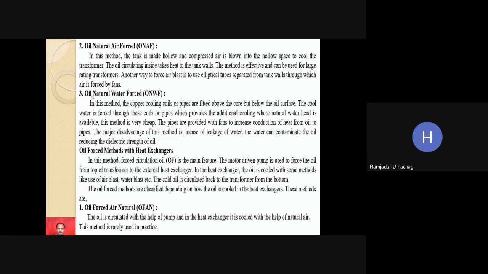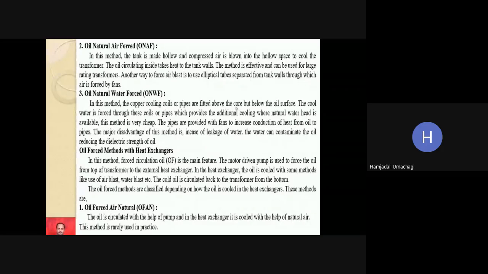Then let us see oil natural water forced. Oil natural water forced means that here, instead of air, we force some water. Once again, here you will have some oil. In this method, copper cooling coils or pipes are fitted above the core but below the oil surface. So here we are using copper cooling coils, or pipes, fitted above the core.